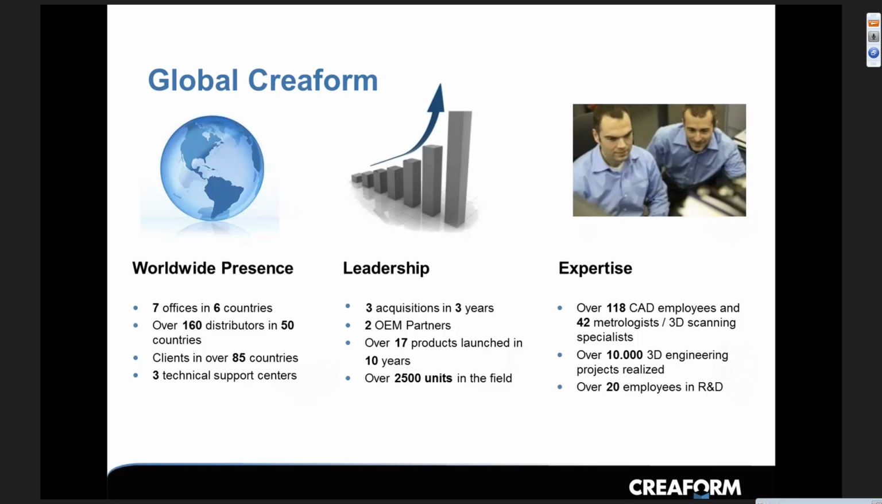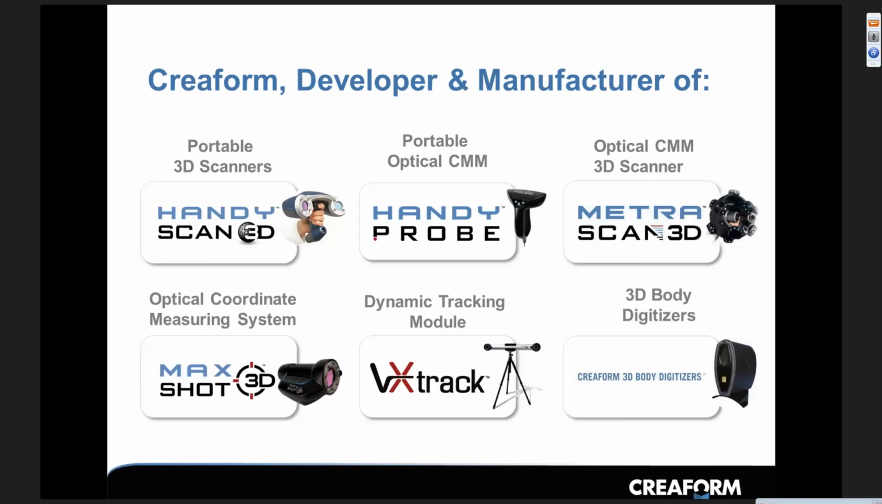Creaform develops and manufactures scanning hardware, portable 3D scanners like the HandyScan 3D, or portable optical CMMs like the HandyPROBE, which we will use in the demonstration of Verifier, and optical CMM 3D scanners like the Metrascan, which can be tracked in space, and optical coordinate measuring systems like MaxShot 3D, and the dynamic tracking module VXtrack, which is used to track the HandyPROBE and the Metrascan, and 3D body digitizers.